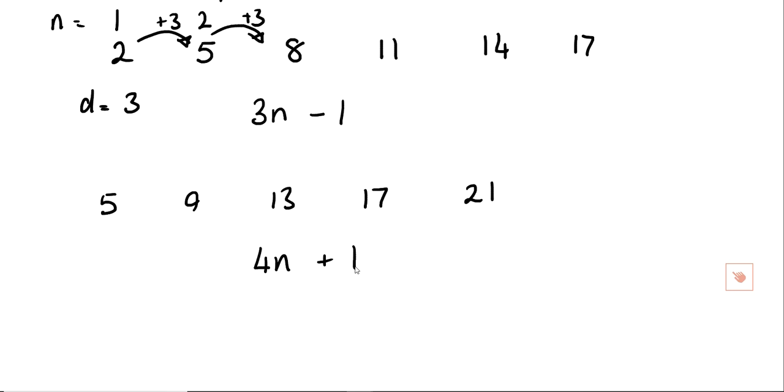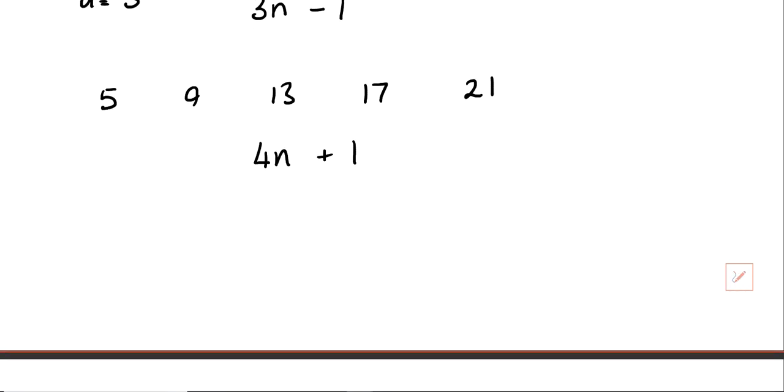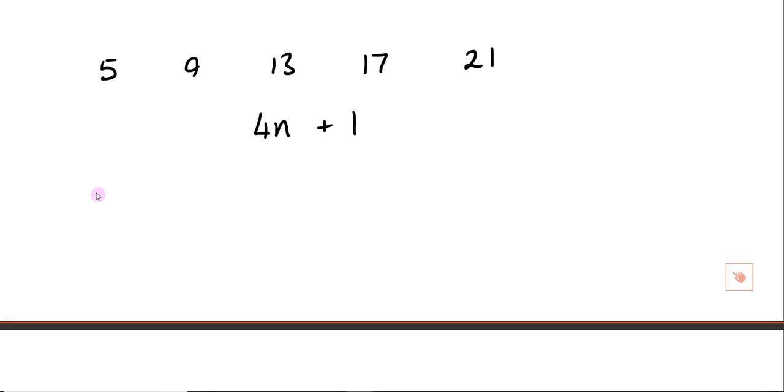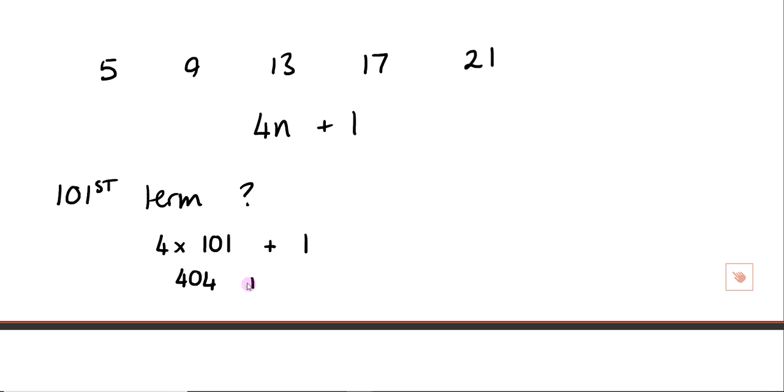So that's arithmetic sequences. So what the next stage would be is if I said to you for this particular sequence, what is the 101st term? What would you do? 101 times 4. Yeah, so I'm going to do 4 times 101 plus 1, and I get the answer is 405. Okay?